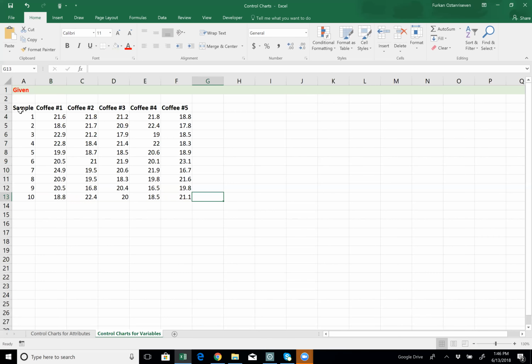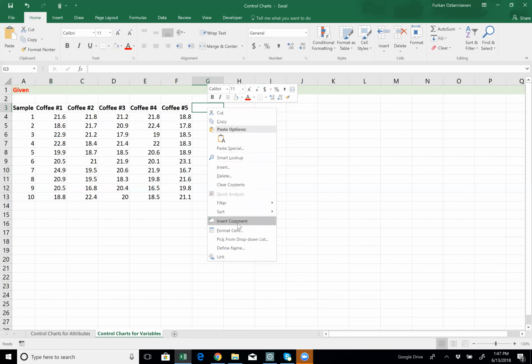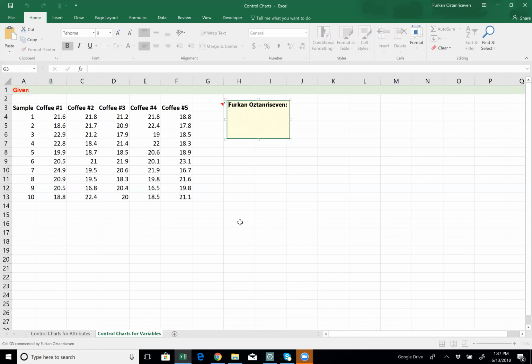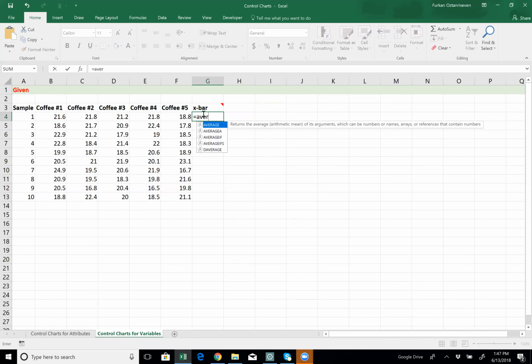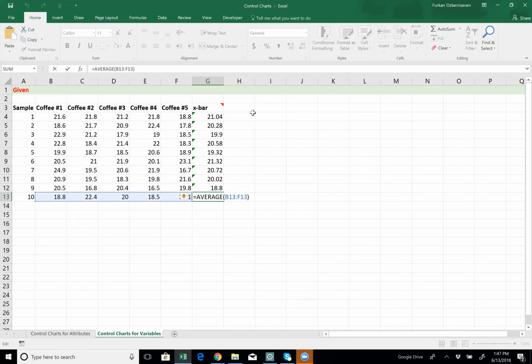All right, so I have 10 samples. Each sample has 5 coffee observations, so I have 50 observations here. Now, what I need to do first, step number 1, is calculate the sample average, which I will denote as X bar. If I take the average of the row, that will give me the sample average. The first sample average is 21.4, and I got the other averages as well.